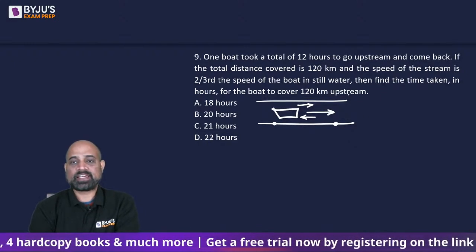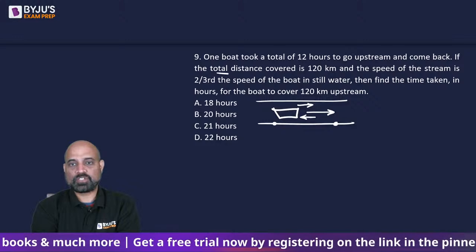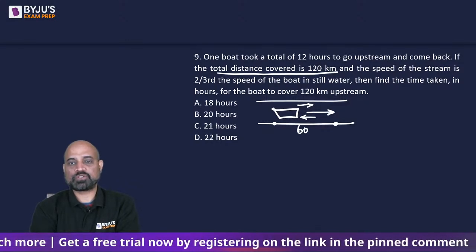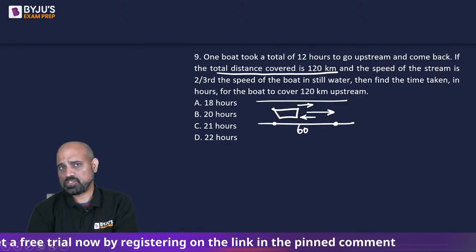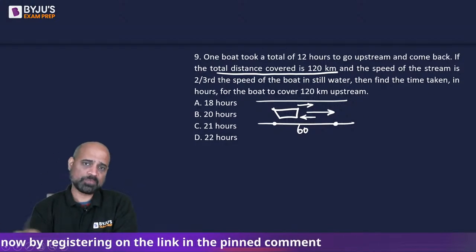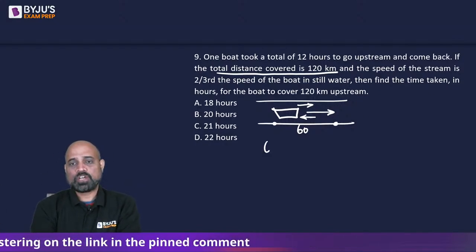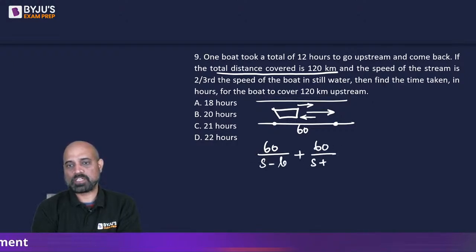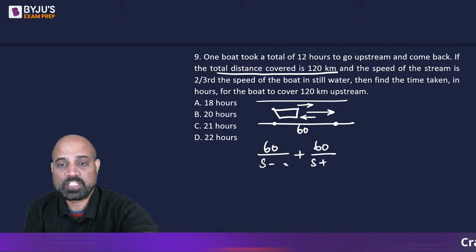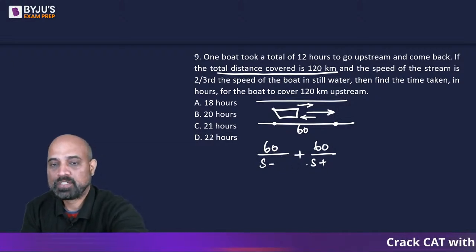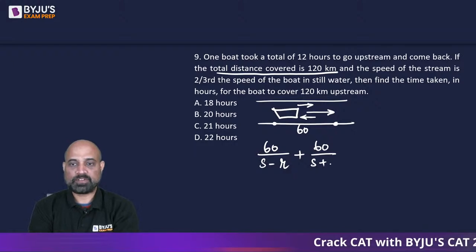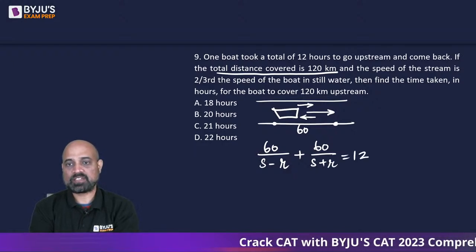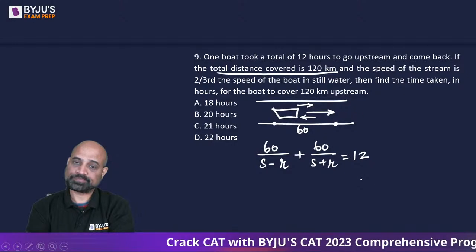ठीक है? कितना distance जाएगा और वापस आ रहा है? If the total distance is 120 kilometers, तो अपन बोल सकते हैं 60 है. So the boat goes 60 kilometers upstream and 60 kilometers downstream. So 60 kilometers upstream, it's going to be speed of boat minus river, and 60 kilometers downstream is going to be speed of boat plus river. And this is given as it's a total of 12 hours.